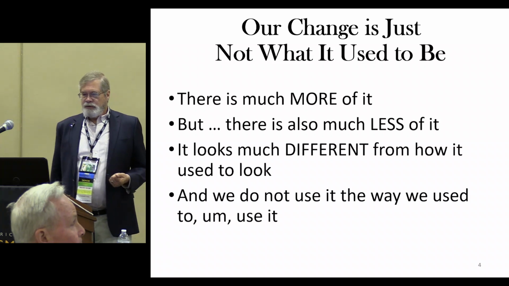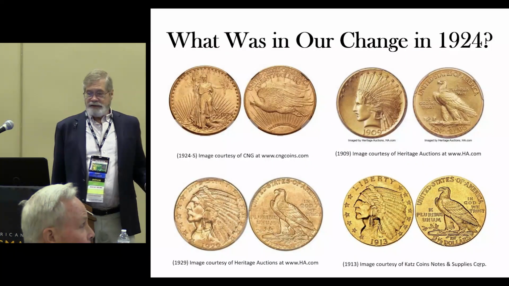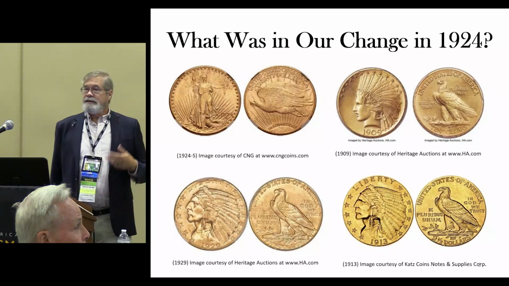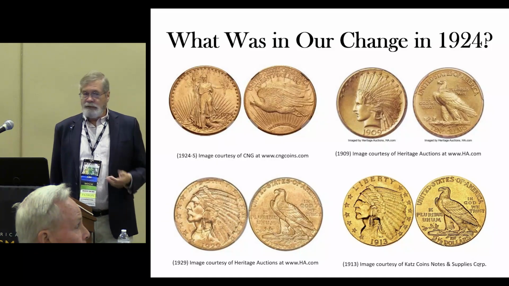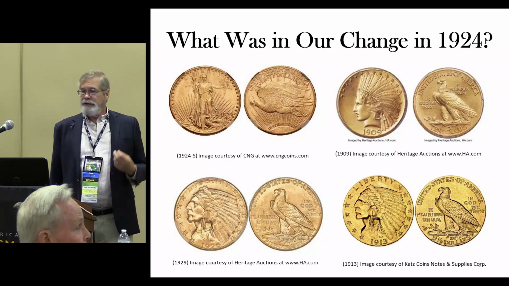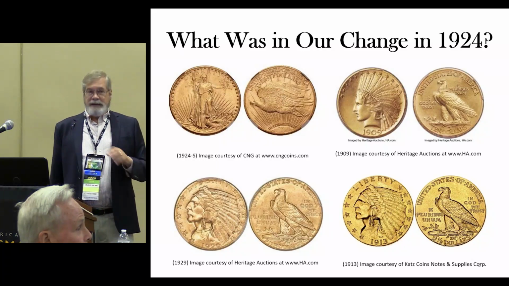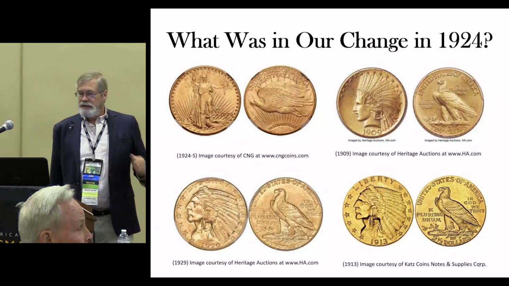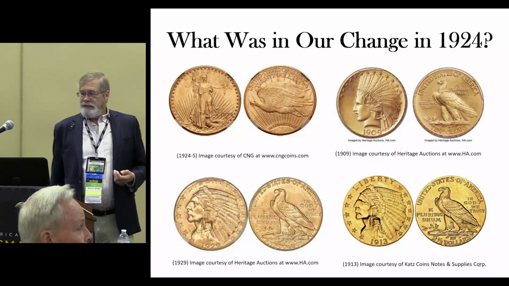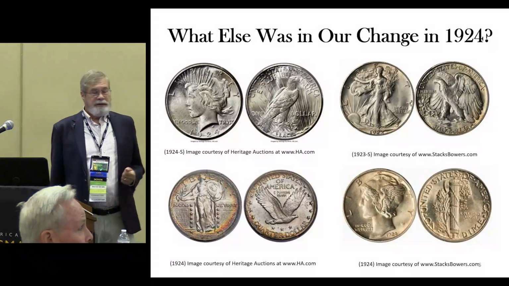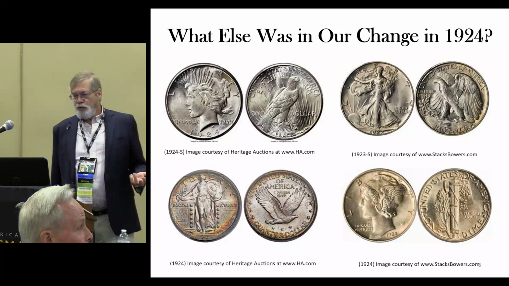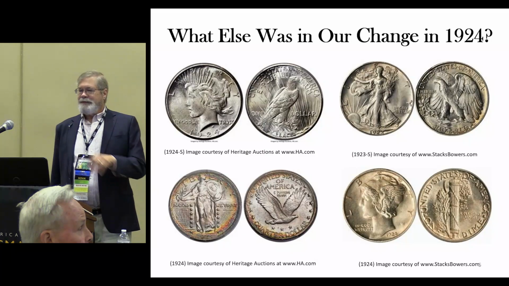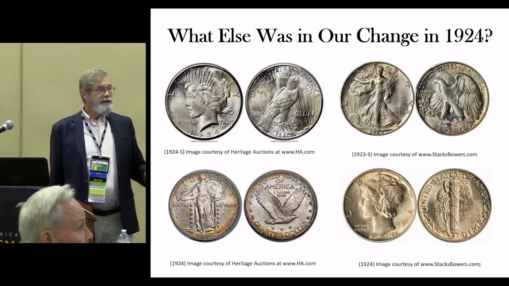So let's go to 1924. What was actually in our change? We had four circulating gold coin denominations at that time. You had the $20 gold piece, the double eagle, the $10, the $5, and the $2.50. They weren't all minted every single year, and they certainly weren't at every single mint, but they were in circulation at that time. We also had four circulating silver coin denominations, the dollar, half dollar, quarter dollar, and the dime. Again, they weren't all minted every single year at every single mint, but they were the circulating coinage at that time.